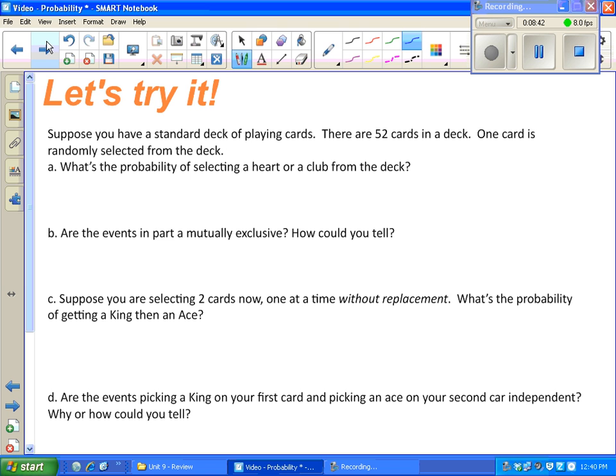It says, suppose you have a standard deck of playing cards. Back to the playing cards. There are 52 cards in a deck. One card is randomly selected from the deck. What's the probability of selecting a heart or a club? Well, first of all, this is review from what we were just doing before. The probability of a heart or a club is the probability of a heart plus the probability of a club minus the probability of both. But can we have both at the same time? No, so I know that's just 0.